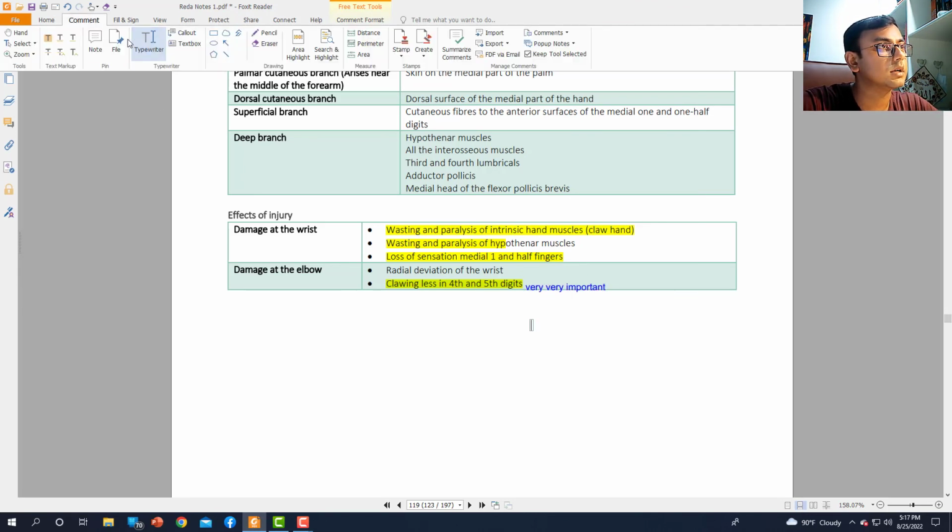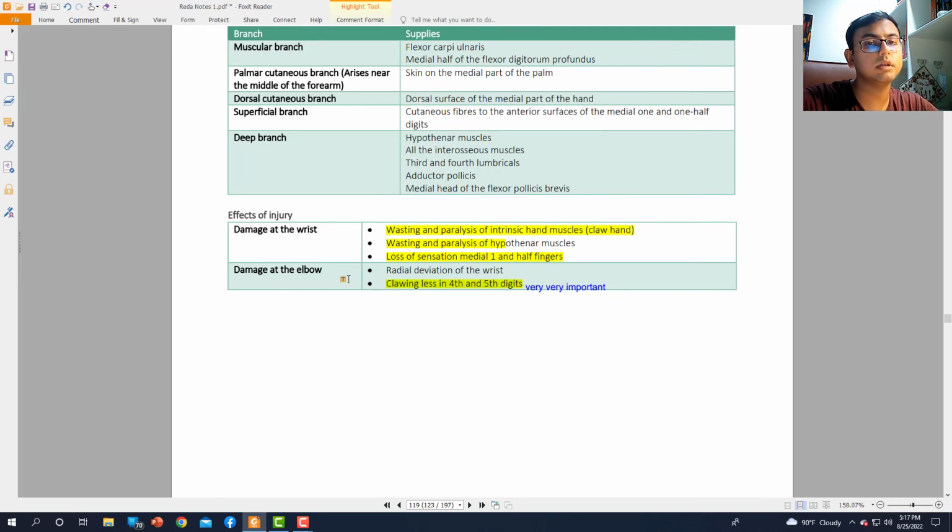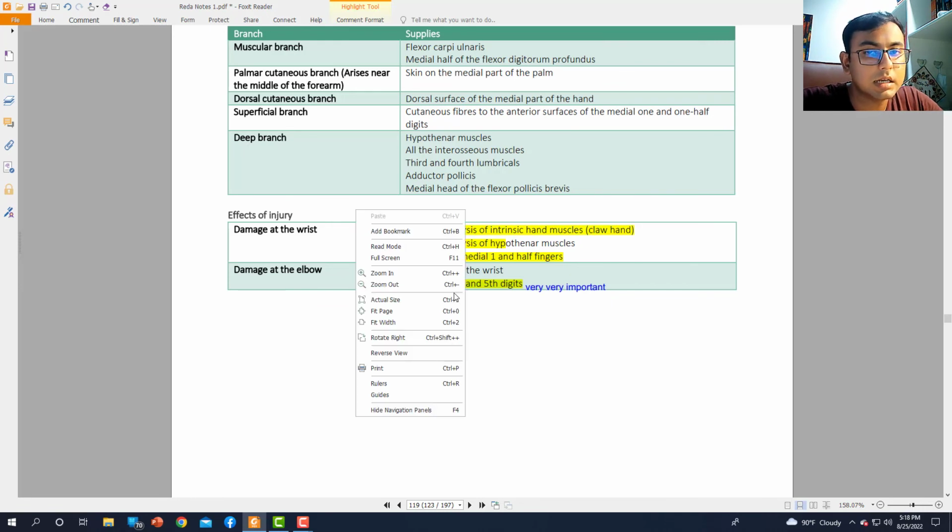Very, very important. Damage to the elbow region. That's why the 4th and 5th digits, that is 1, 2, 3, 4 and 5th, these two digits become claw-like, like this. That's why damage to the elbow here. Ulnar nerve is damaged in the elbow.